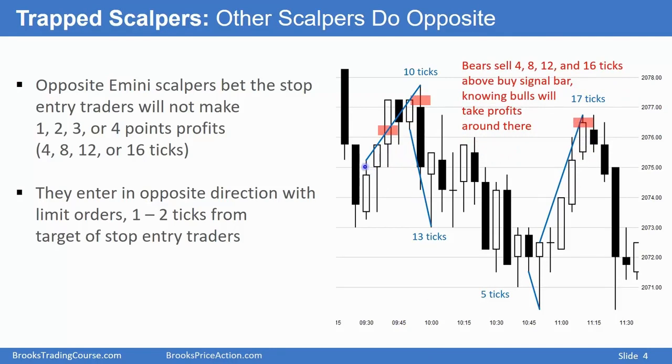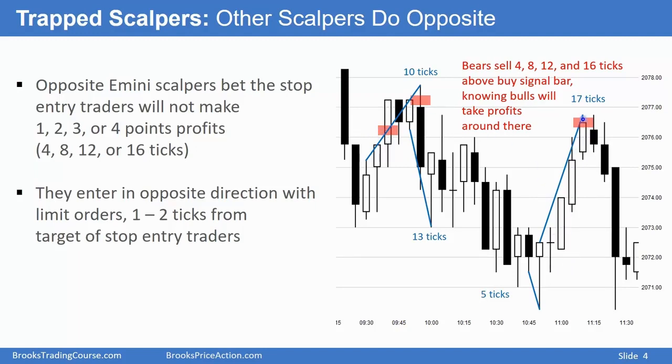The bears here, they might sell 4 ticks above this bar and scale in higher, betting that it's a bad buy and the bulls will be only scalping. In other words, the bulls do not have a lot of conviction and will not be holding for swing trades and will not be buying much higher. So they will not continue to buy. Bears will start selling either at this high, 1 point higher, 2 points higher, or maybe they'll start selling at 1 point higher or 2 points higher.